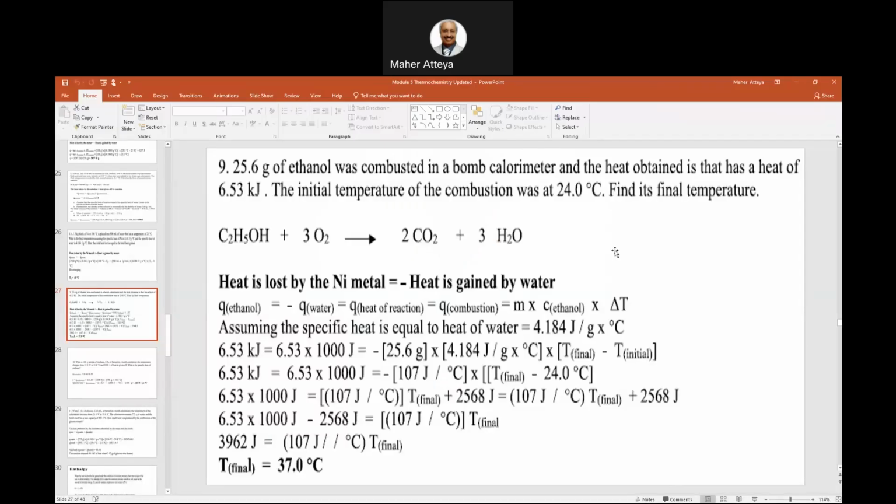As I said, this chapter is one of the most difficult chapters in the whole 1211. And I think 1212 will have the same thing, because you have more advanced thermodynamics based on this chapter here. So let's look at this.